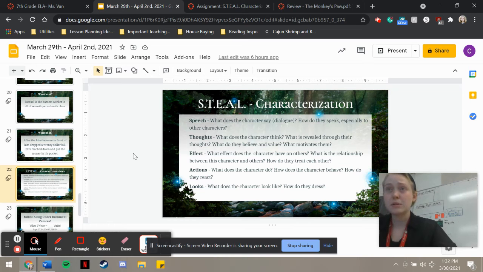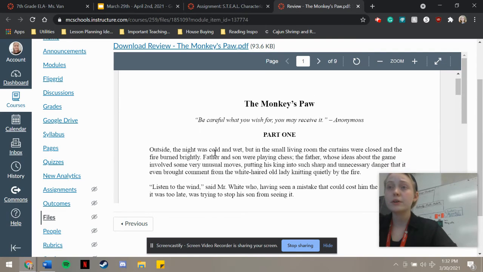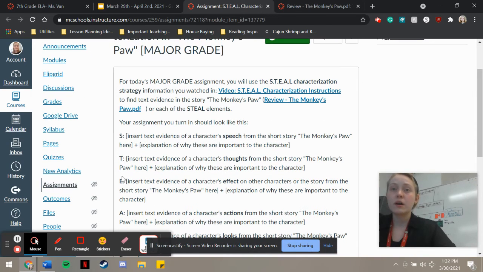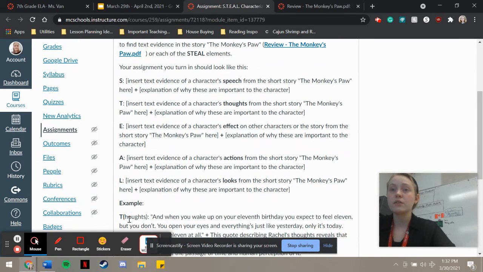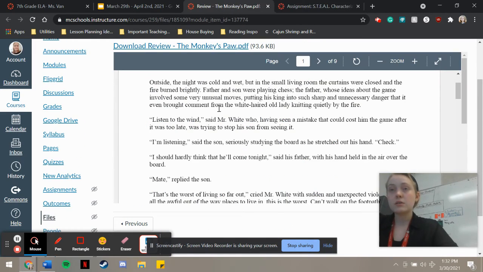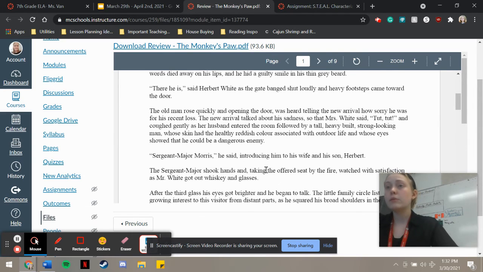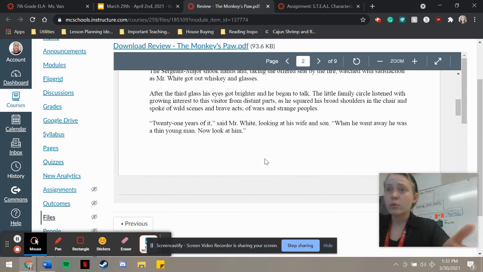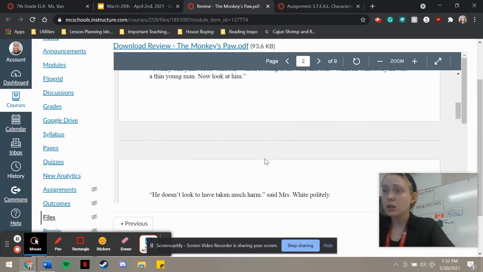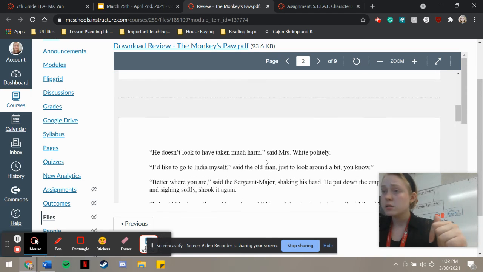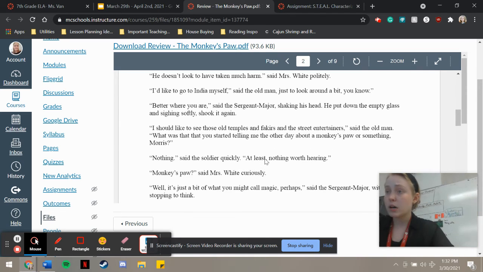This is what you guys are going to be doing with The Monkey's Paw. You're going to look through The Monkey's Paw and find one example of speech, thoughts, effect, actions, and looks, one for each of these STEAL characterization strategies for these characters. So you'll have to read through it and review. We've already read it and we've been doing things with this story, so it's not new. You're going to look for examples of one of the characters' speech, something of their thoughts, something of their effect on the other characters in the story, something about their actions, and then something about their looks.